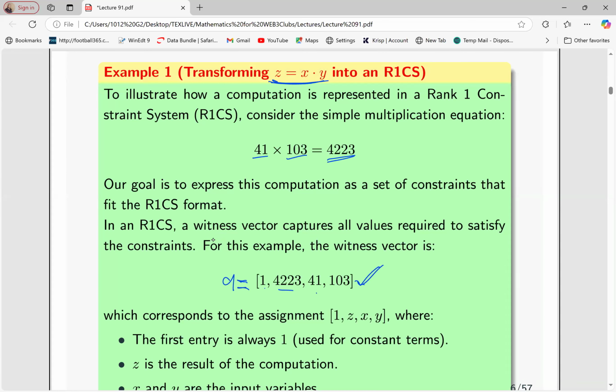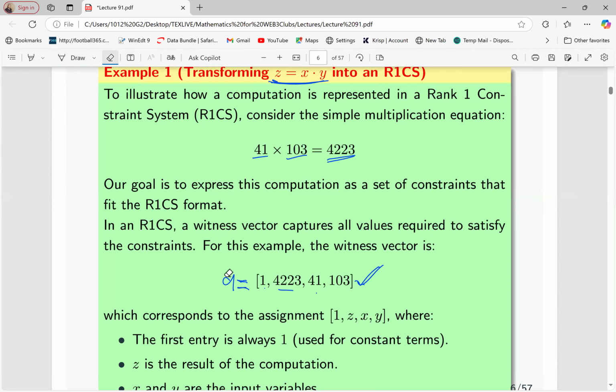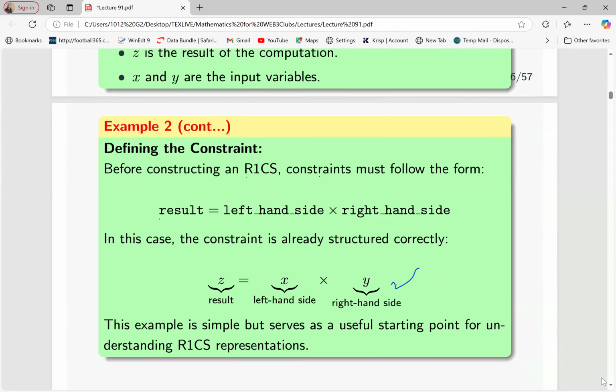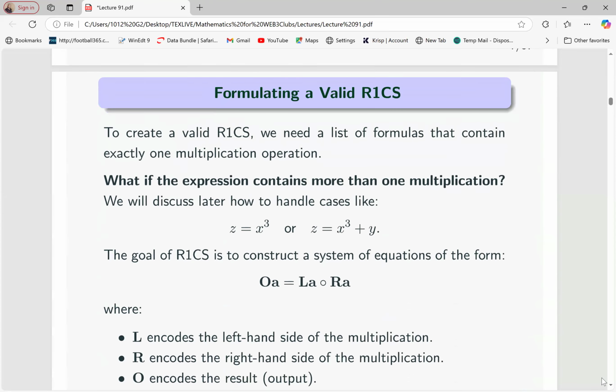And then we've come up with the L, we've come up with the R, and we've come up with the O, the output. Let us see that they are correct. And that is what the Rust code will confirm.